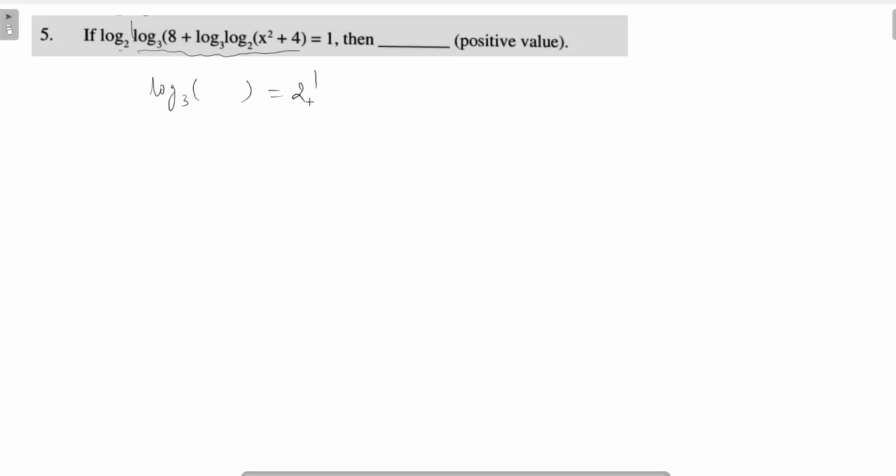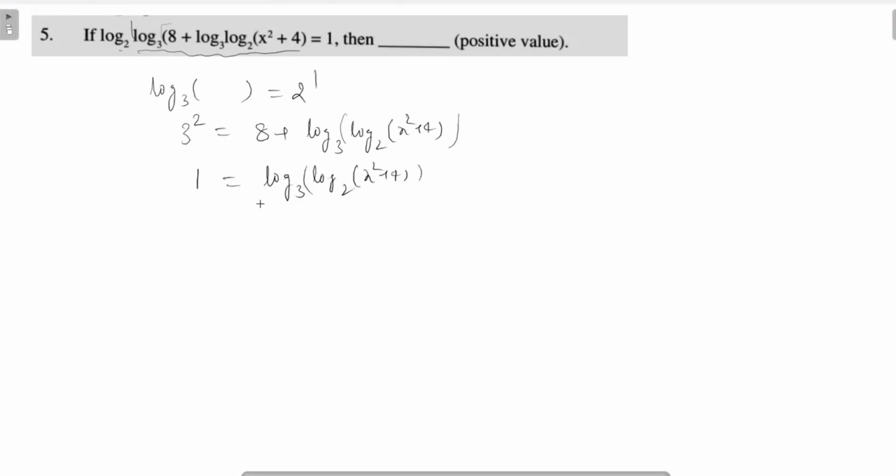Can I say that? And then next step, can I say that 3 square would be equal to whatever is inside there. So this is 8 plus log 3, log 2, and then x square plus 4. Then what happens? Then 9 minus 8 becomes 1 again. So this becomes log 3, and this becomes log 2, and this becomes x square plus 4.